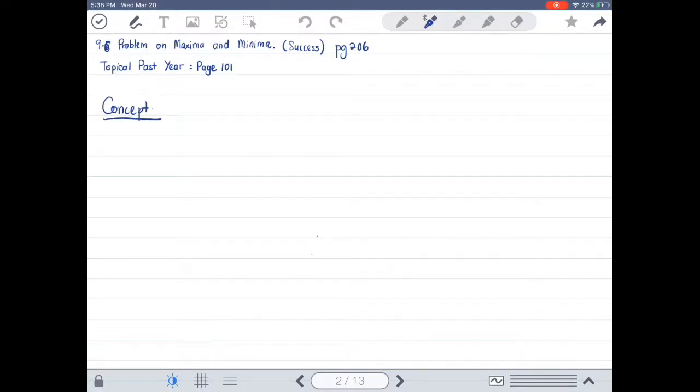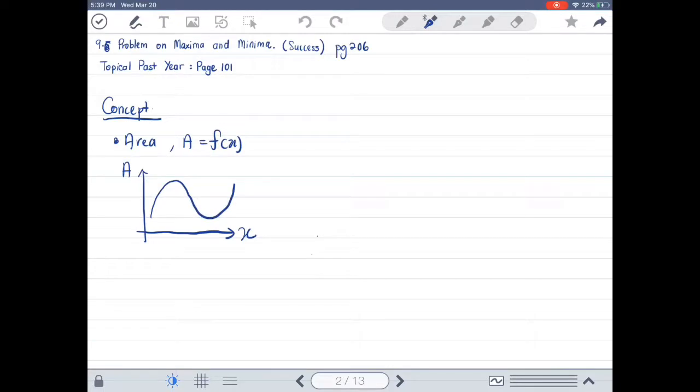Suppose that we have the function of area, such that area is a function of x. Hence, if we draw the graph, we will have A against x, and probably the graph looks like something like this. And again, if you want to find the maximum or minimum area, we have to let dA over dx equal to 0.